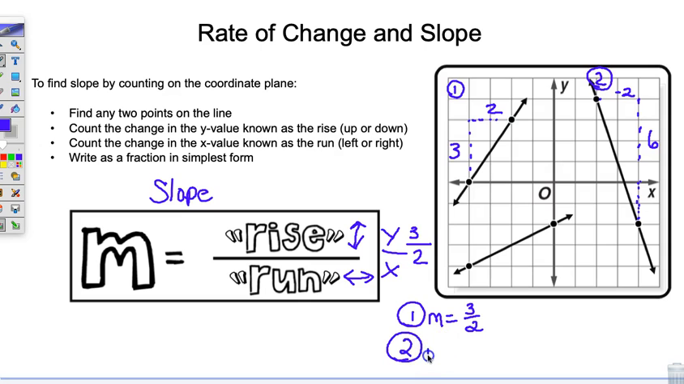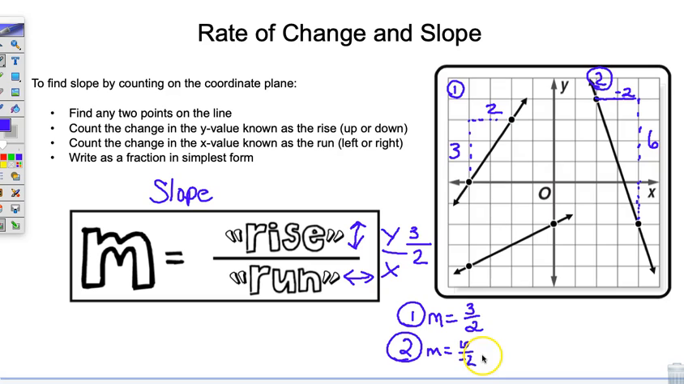So my rise for the second line is going to be a positive 6, while the run is going to be a -2. Now, if you're still wondering why this is a -2, remember when we move left or right, that is this axis right here. And you know that these are positive numbers, yet when I move left, these are negative numbers. So that's why this movement left is -2.